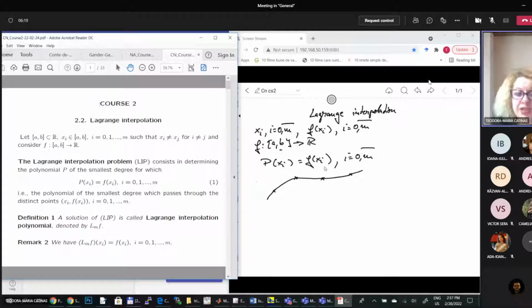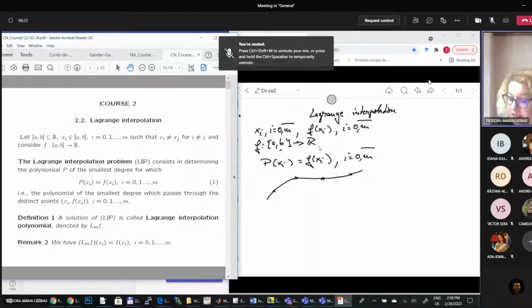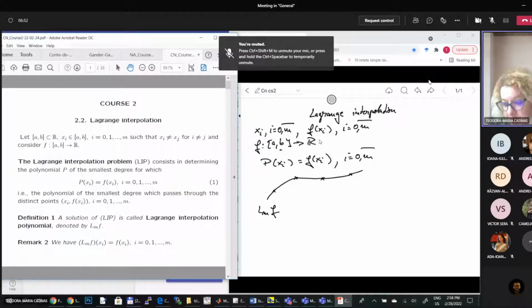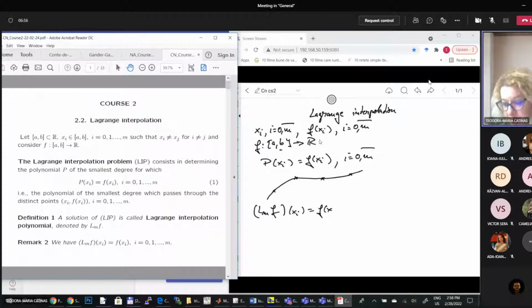These are the Lagrange interpolation conditions. The polynomial is denoted by L_m f. So for the polynomial that fulfills these conditions, we have this notation, L_m f. L, m is its degree. If we have n plus 1 given points, the smallest degree of the polynomial that fulfills the Lagrange interpolation conditions is m. So that's why we have that m here: L, m, and f is the function that is approximated. So this is the notation for the Lagrange polynomial, L_m f.